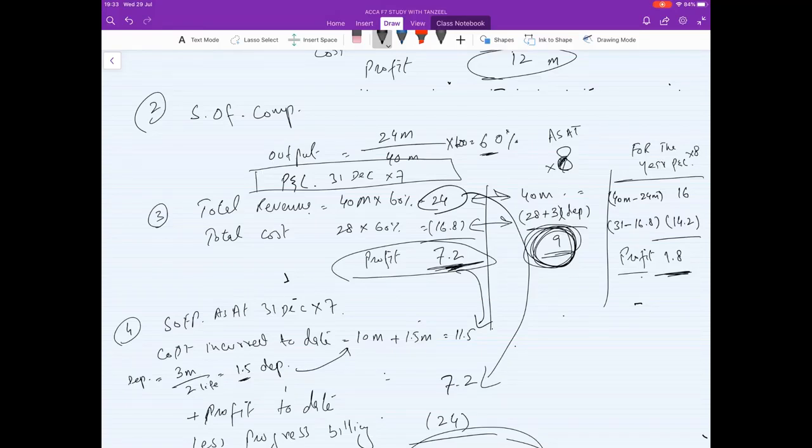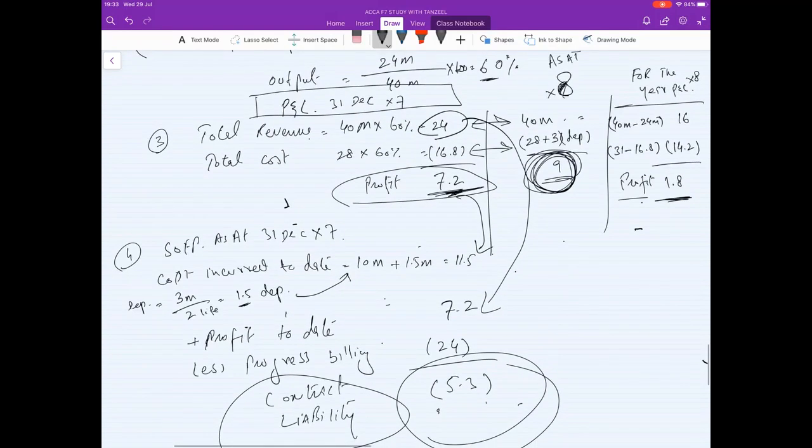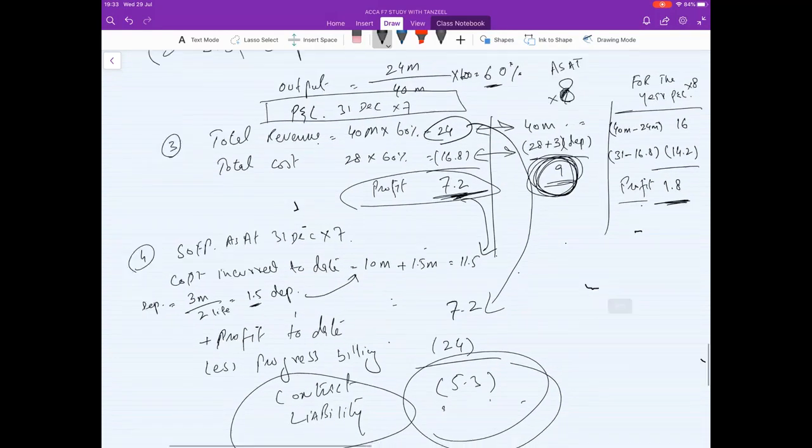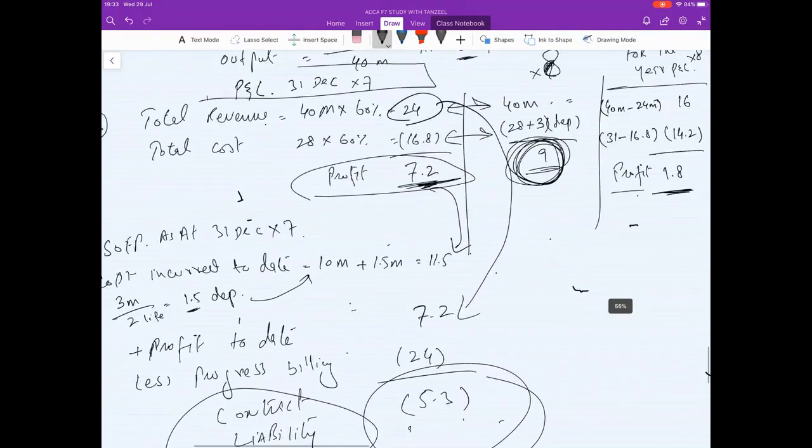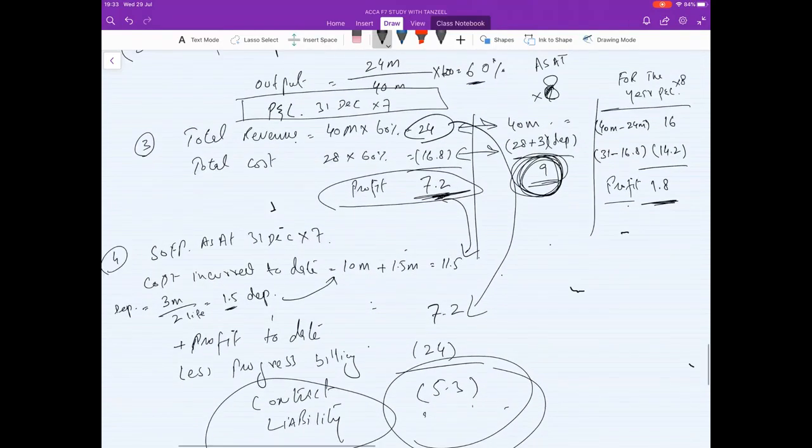Hopefully you get these points. If you feel like I was going fast, you can pause the video, go back, and come again. So this is the way you can calculate everything.